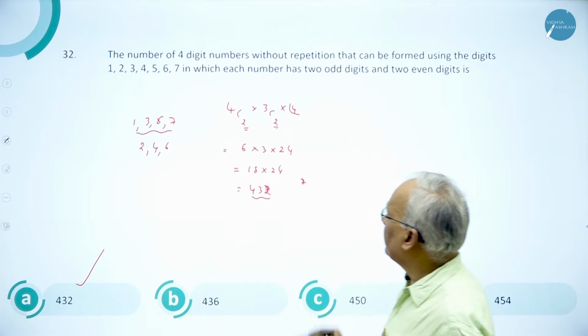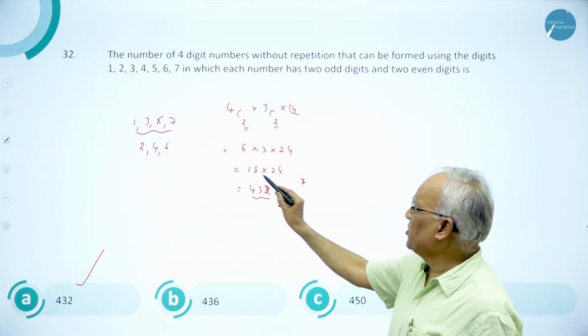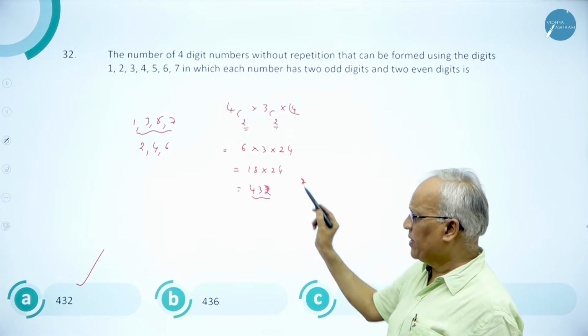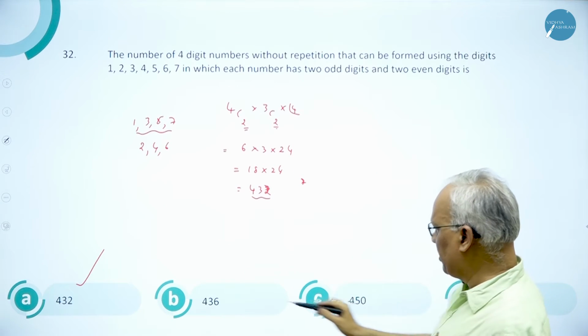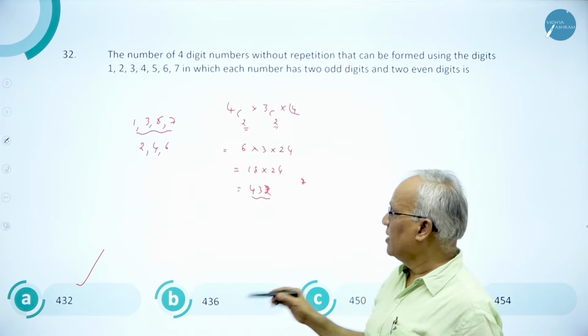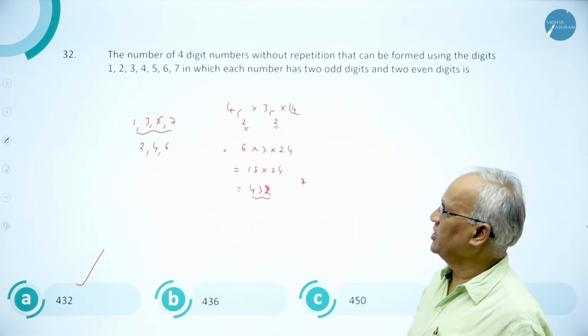Please see, you need not do it completely. See the unit digits, 8 for the 32. Unit plus 2, there is only one answer with unit plus 2. So you can go for that. You need not multiply completely. So 432 is the answer.